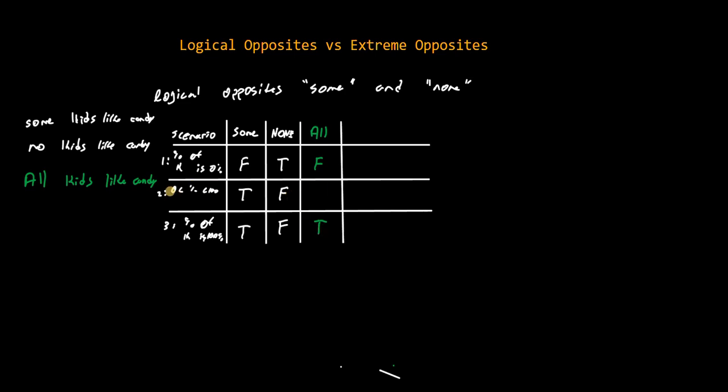The problem is scenario number 2, where the percentage of kids is between 0 and 100. It's not equal to 0 and it's not equal to 100. It's some number in between. It could be 10, 50, anything in between. In that scenario, both of these statements are false. They have the same true-false value, and that's why they're not logical opposites.